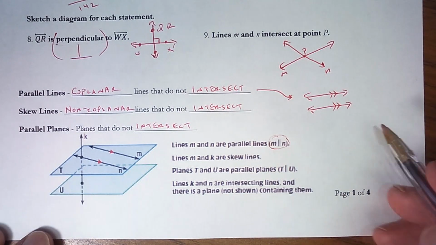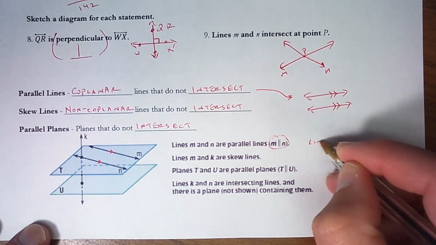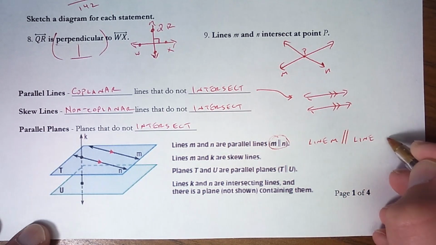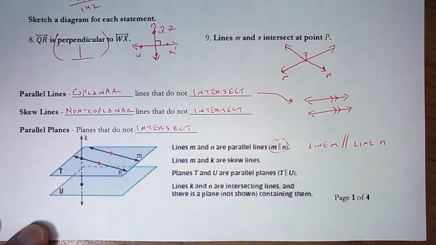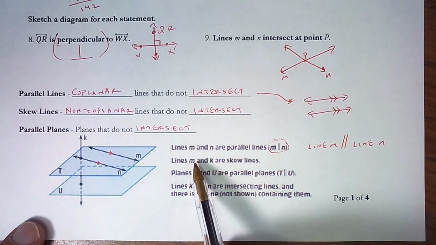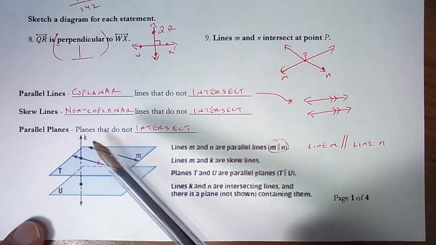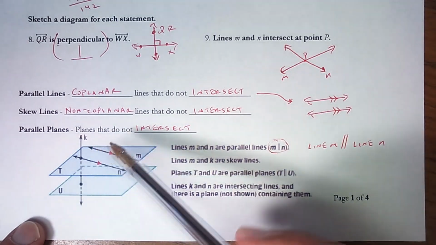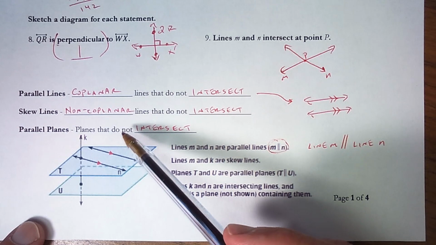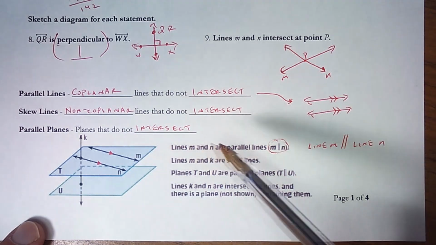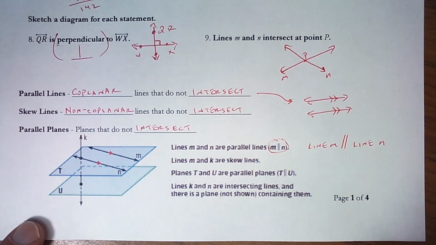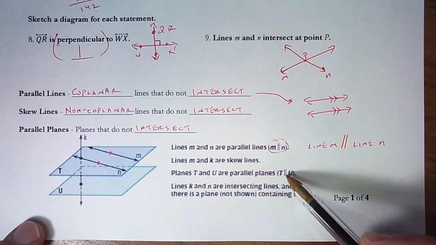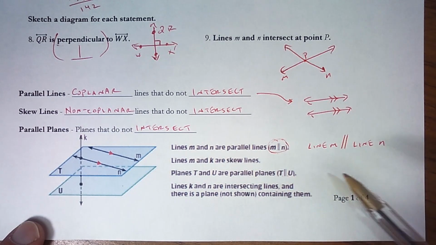Okay, and here's the way you can symbolize that. Line M is parallel to line N. Lines M and K are skew lines. So line K going this way, line M going this way. They're never going to touch each other, but they're not in the same plane either. Those are called skew lines. Planes T and U are parallel planes, so plane T is parallel to plane U.